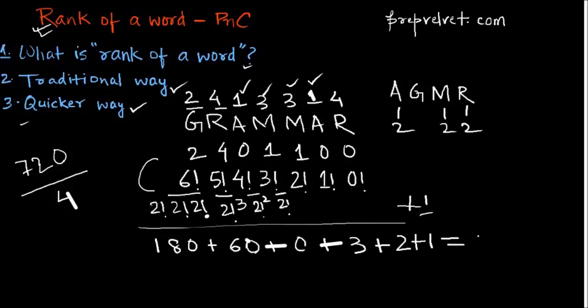Hence our answer is 180 plus 60, 240, plus 3, 243, plus 2, 245, plus 1, 246. Kindly match this answer with the traditional way and see whether this process is quicker or not.